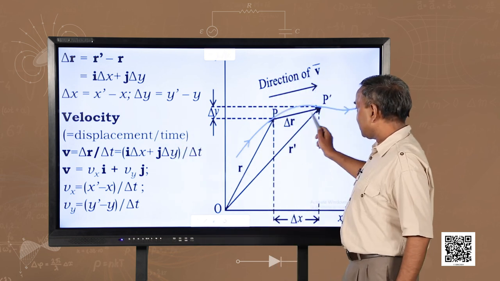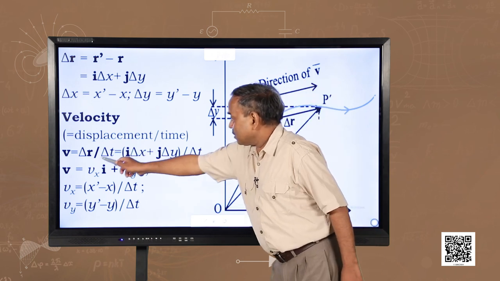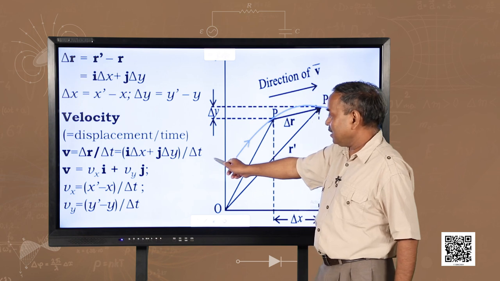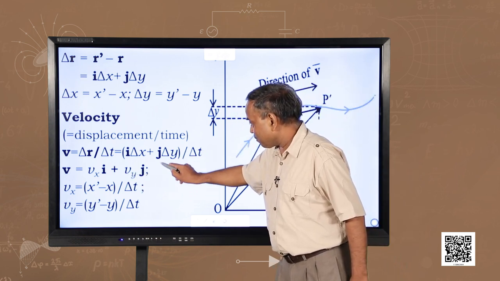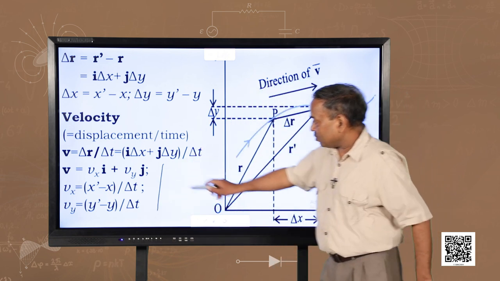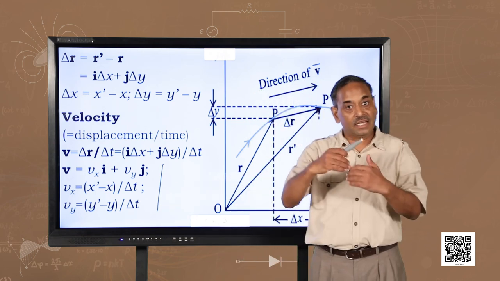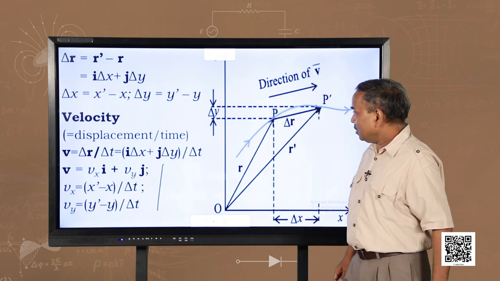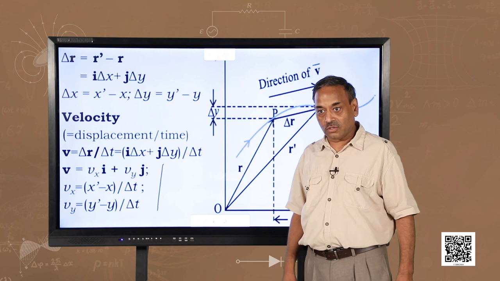So velocity can be given as displacement by time. What is the displacement? Delta x plus delta y. v is equal to delta r by delta t, equal to (i delta x plus j delta y) by delta t. So v is equal to vx i plus vy j. And we can find different components like this. This is the vector quantity, and these are the magnitudes of the components along the x axis and y axis respectively. So this is how you can find it out. You are probably familiar with this type of graph and can do it very easily.